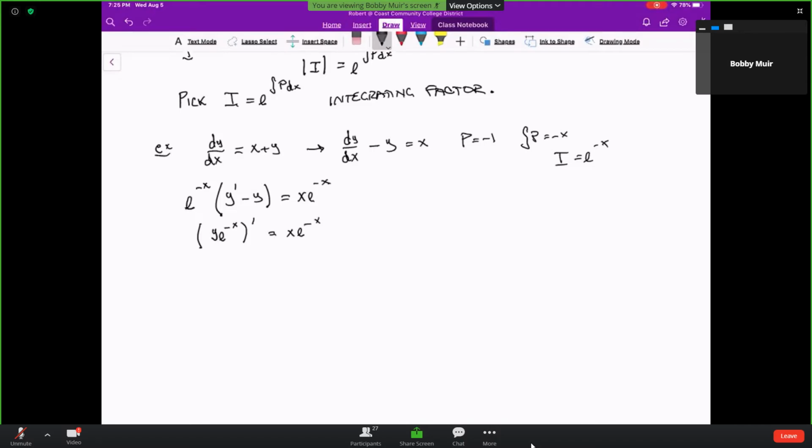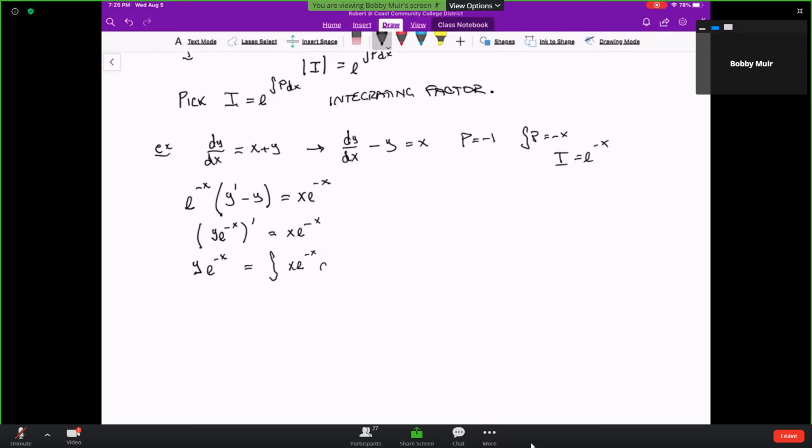Okay, now just verify that that worked. The derivative of that is going to be negative y e to the negative x plus the y prime. So it's all right there. So that means that y e to the negative x is equal to the integral.